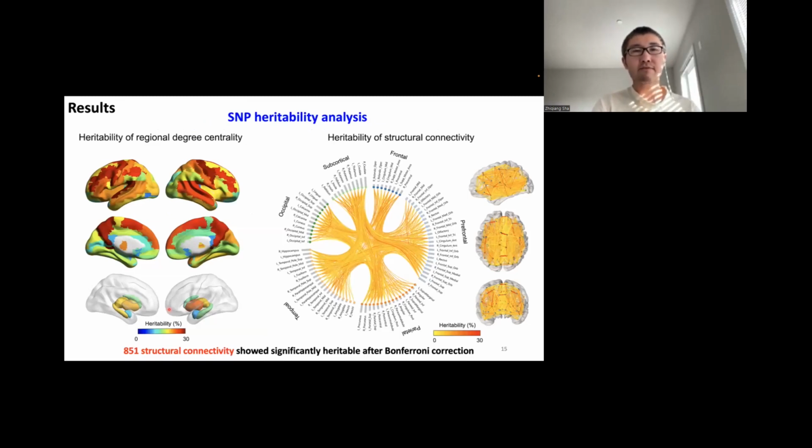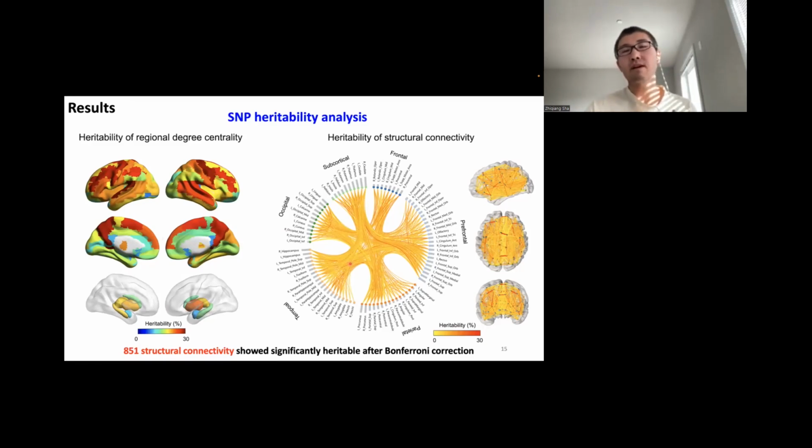So here are the main results of our heritability analysis. So first, we estimated the heritability separately for regional degree centrality and white matter connectivity. So this figure illustrates the brain-wide heritability of all of the regional degree centralities, with red representing the regions with higher heritability. So we can see the regions with higher heritability are primarily involved in the dorsolateral prefrontal cortex, superior temporal cortex, and posterior cortex, as well as medial temporal cortex. And then after Bonferroni correction, we found all of the regional degree centralities show significant heritability.